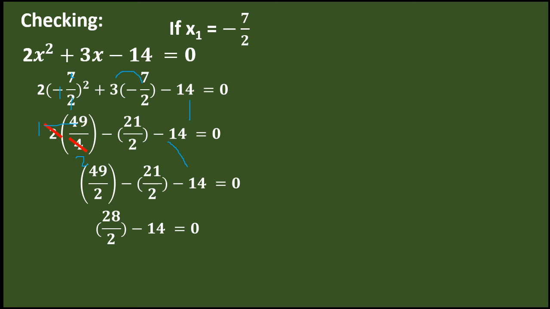Since these are similar fractions, we can do the operation minus. So 49 minus 21, we have 28 over 2. All you have to do is copy the denominator 2, and then bring down negative 14. 28 divided by 2 is 14, minus 14 equals 0, and they're equal because 0 is equal to 0, meaning we are going to accept negative 7 over 2, or negative 7 halves.